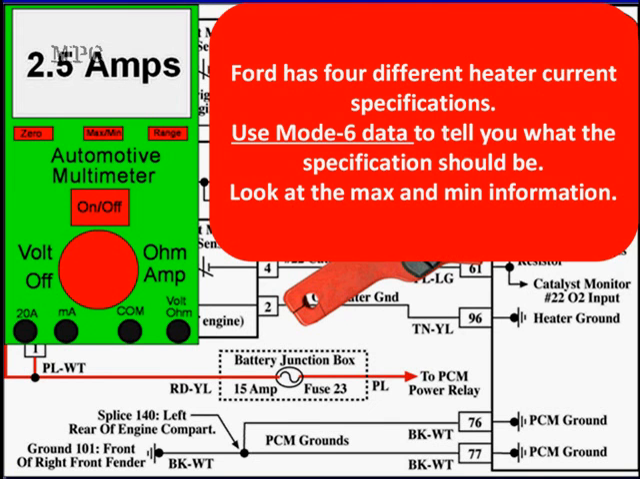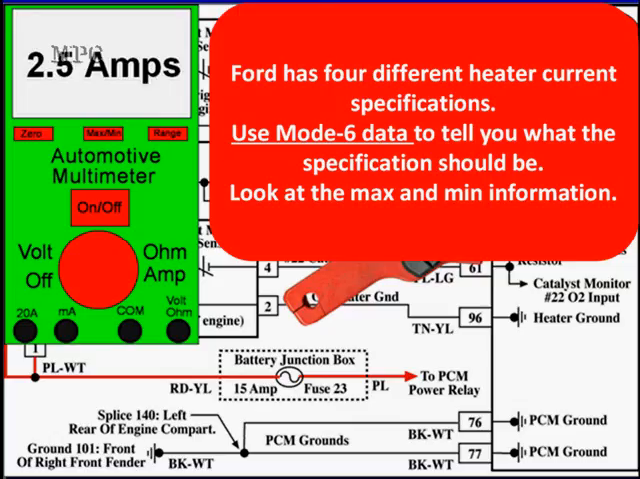Well, first of all, you need to know something. Just take Ford as an example. Ford has 4 different heater current specifications for a very narrow range of vehicles. We know Chrysler's got a dozen or more. The real message is, when you have it available, use mode 6 to tell you what the specification should be. You can look at the max and minimum limit information to see if this is normal or not.